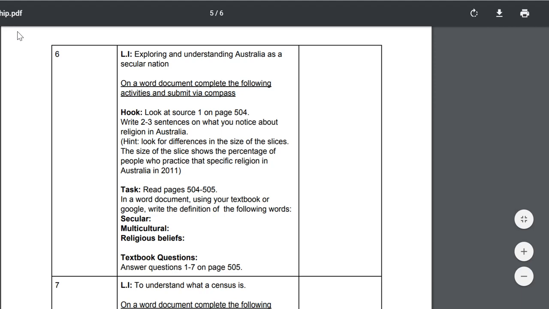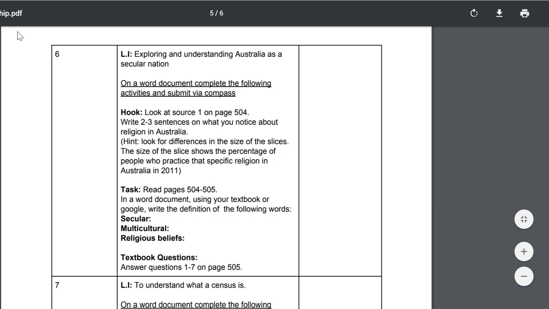Everyone to lesson 6 of our Civics and Citizenship unit for humanities in year 7, and today we're moving on to a slightly different topic to Australian values. Now we're going to move on to exploring and understanding Australia as a secular nation. So on a Word document you're going to complete the following activities and then you're going to submit via Compass as you have been doing for the last 5 sessions.